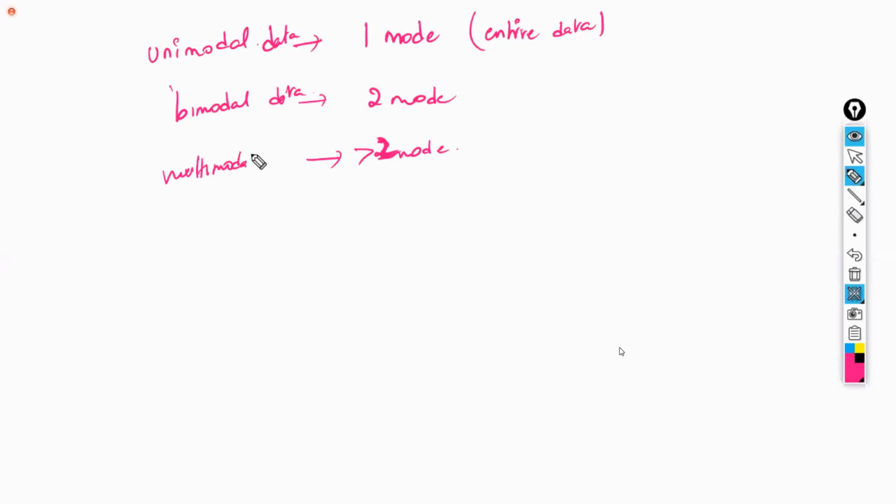If the data does not have any mode, for example 1, 2, 3, 4, only 4 values and none of them has been repeated, then in this case there is no mode. If repeating is there, only then it is called a mode. If none of them has been repeated, neither one time nor more than one time, then it has no mode.